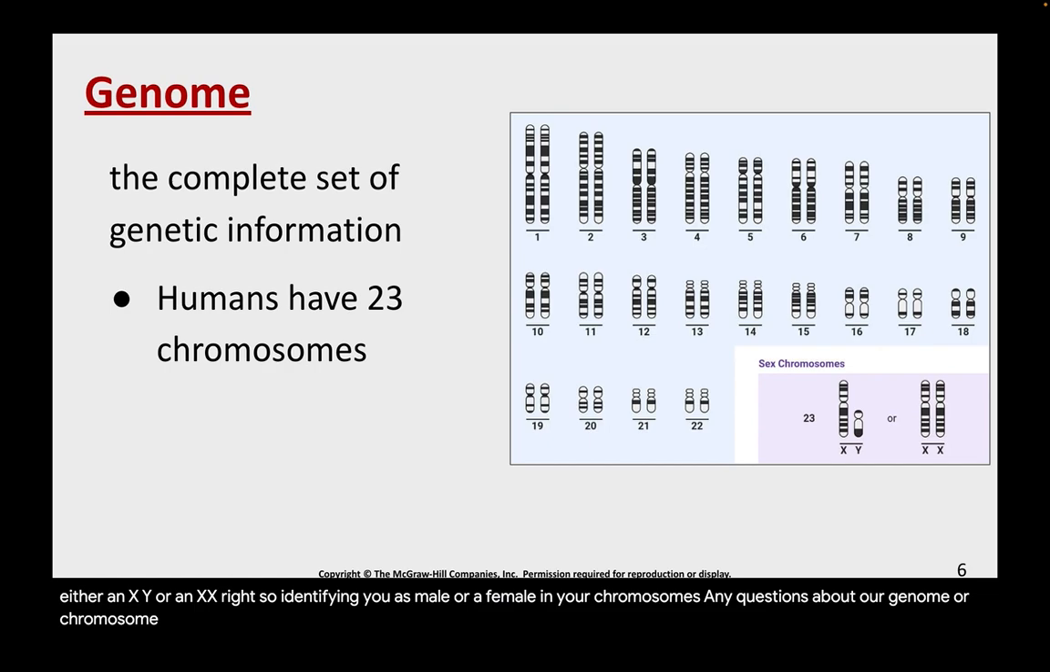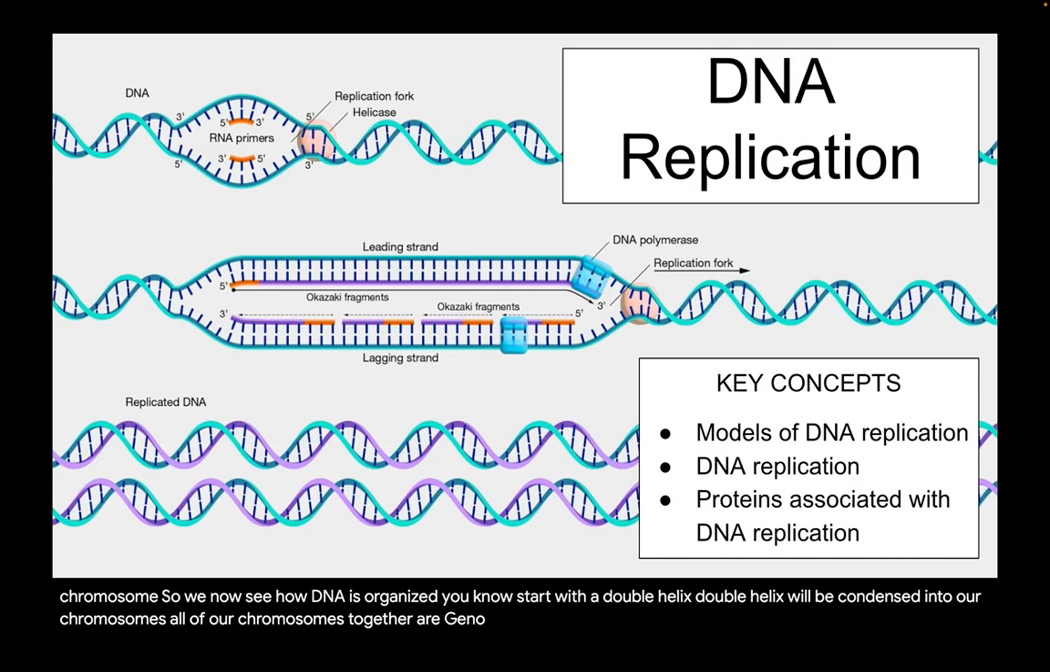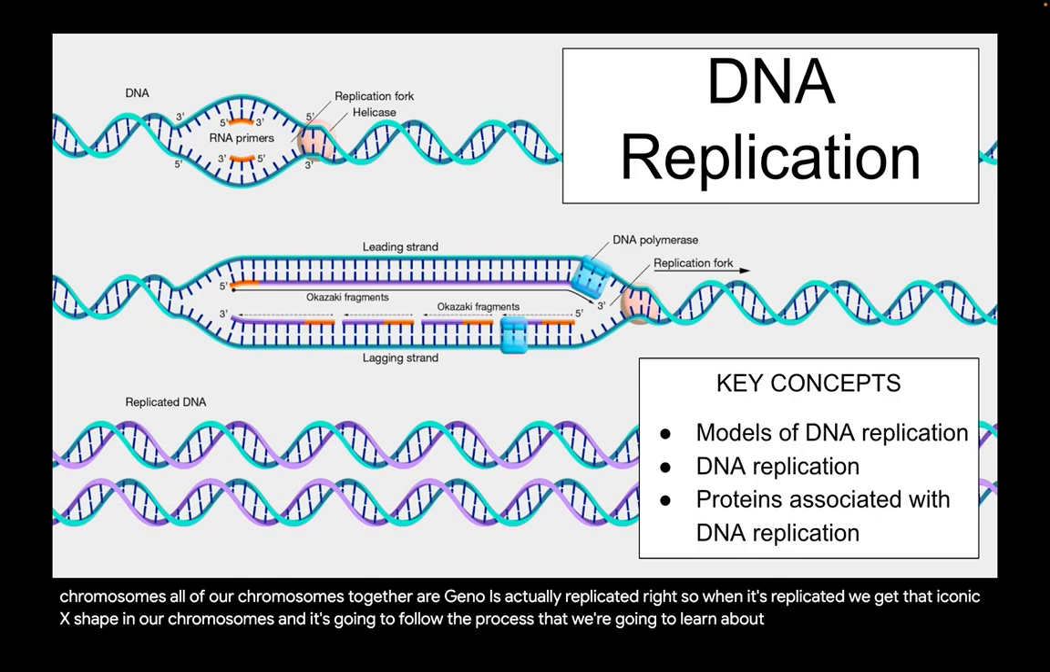All right, so we now see how DNA is organized. We know we start with our double helix. The double helix will be condensed into our chromosomes. All of our chromosomes together are our genome. Now we're going to move on to how this DNA is actually replicated. When it's replicated, we get that iconic X shape in our chromosomes, and it's going to follow the process that we're going to learn about now.